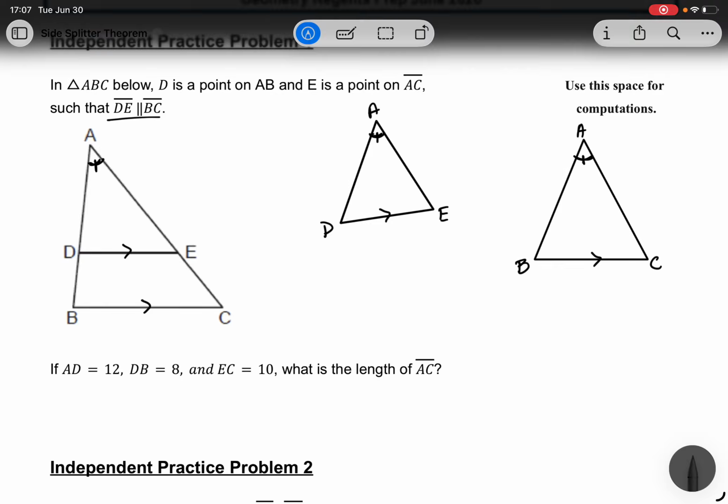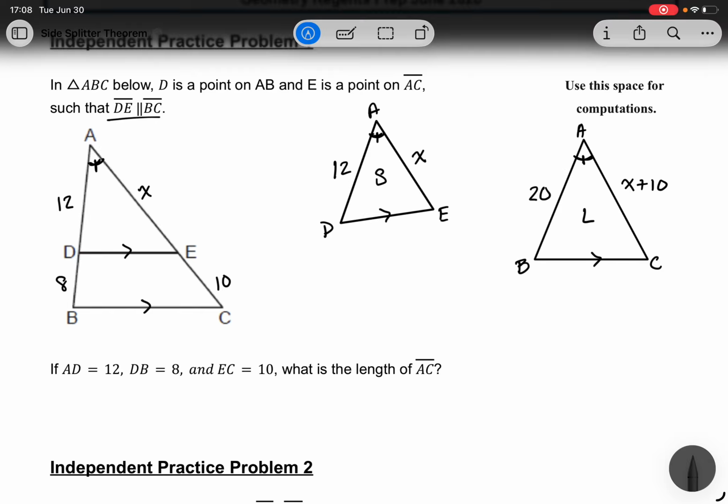And now we can get into the next part, which is that AD is 12, DB is 8, EC is 10, and we want the length of AC. We don't know the length of AE, so I'm going to put that as X. And now we can transfer it over to our actual diagram. So this is our small, this is our large. We know AD is 12, AE, since we don't know, we're putting as X. AB will be 12 plus 8, so that will get us 20. And then AC will be X plus 10.